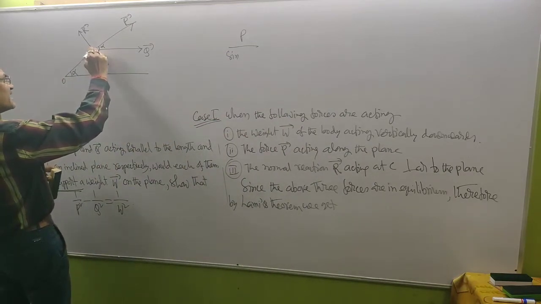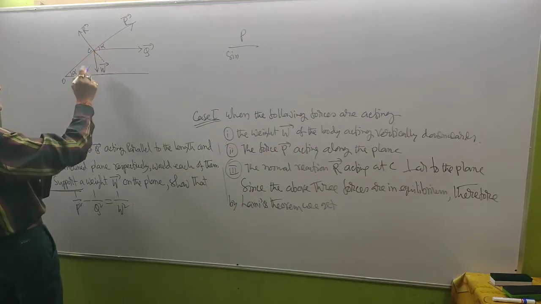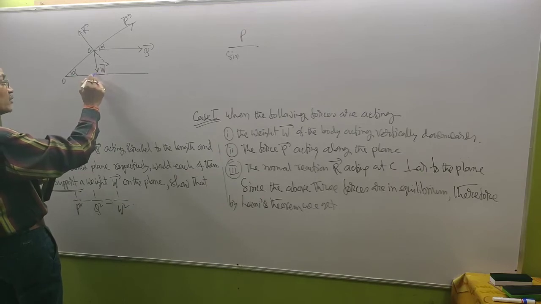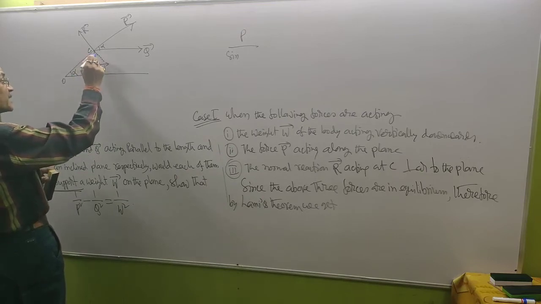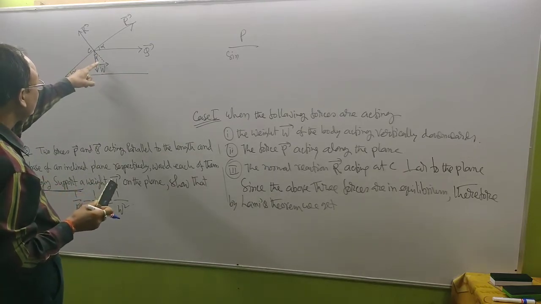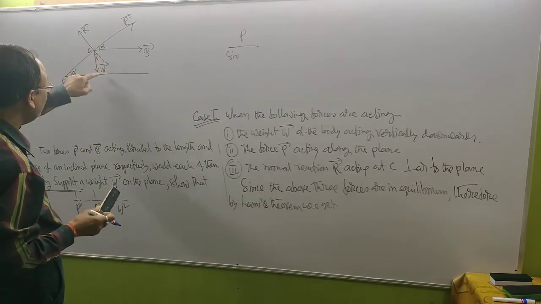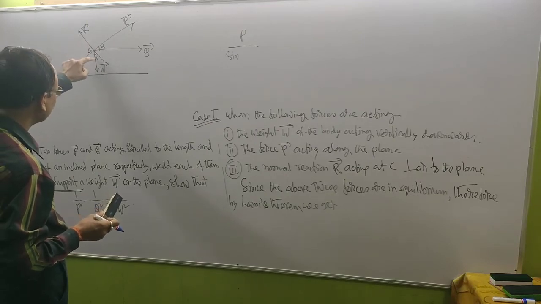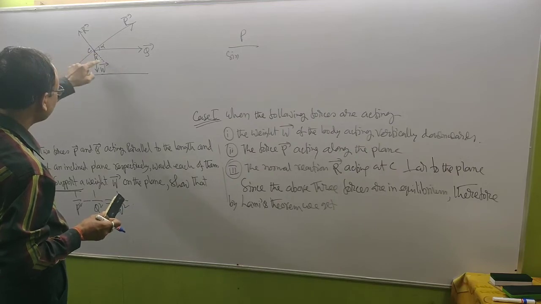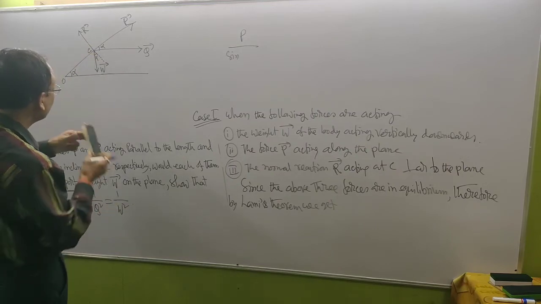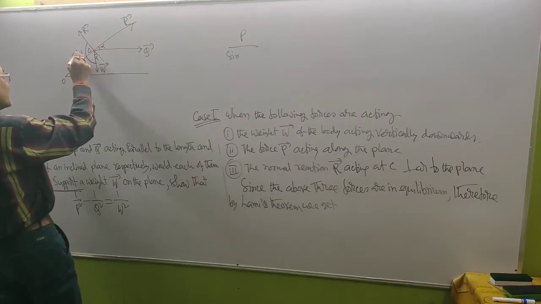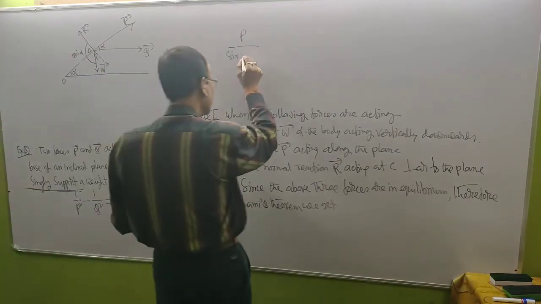Suppose this is vertical, this is horizontal. Therefore this angle will be 90 degrees minus alpha, and consequently this angle will be equal to alpha. The whole angle is 180 degrees, so the angle between R and W will be 180 degrees minus alpha.